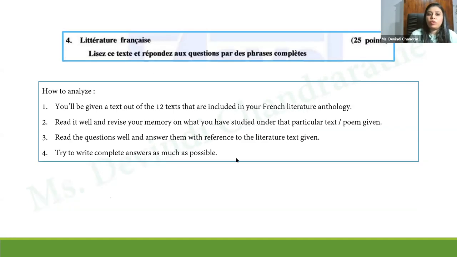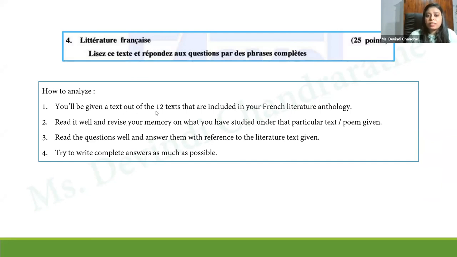Then we will be moving on to the final thing, the literature text, the French literature part. You know that you have already learned, and I don't know about the 22 or other students, I just know about the 21 students, that you have already learned these 12 texts, and you will be given a question based on one literature text that appears in your French literature anthology, right?